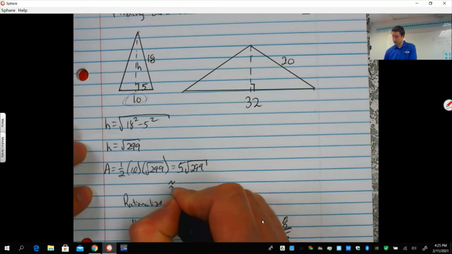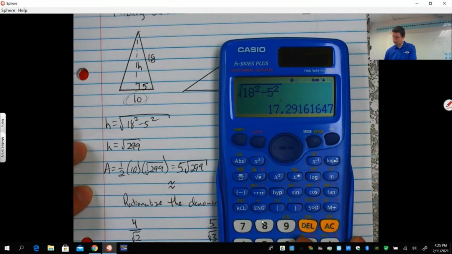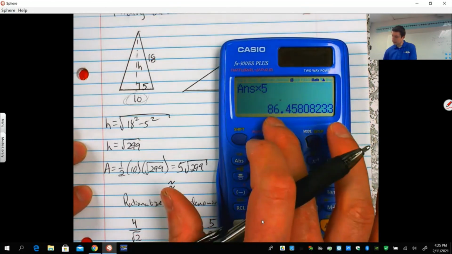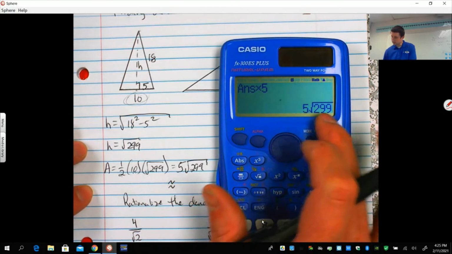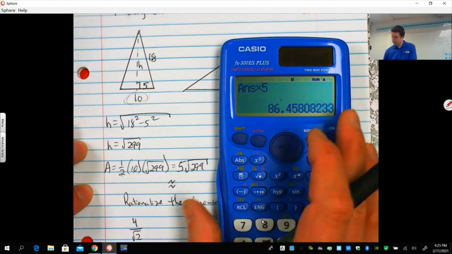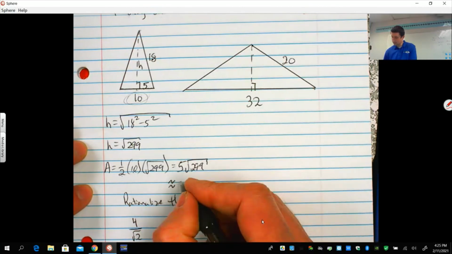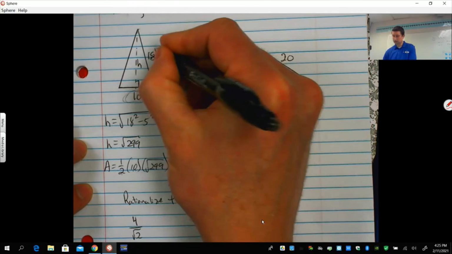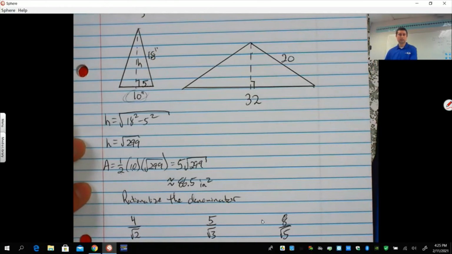If they want you to round it, then you're going to take that answer times 5. There's a 5 root 299. It's 86. See, there it is. About 86.5. Let's say we have square inches. Let's make these inches. Okay, so 86.5 inches.